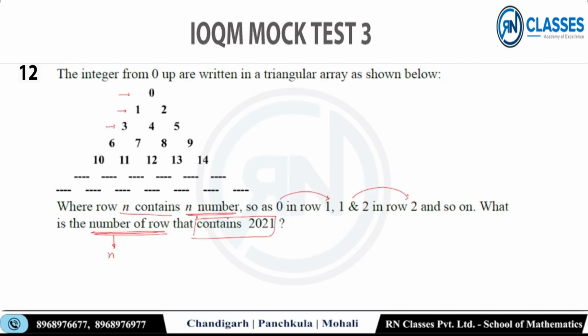ठीक है, चलो this is the first row, देखते हैं क्या होता है. This is the second row, this is the third row, this is the fourth row, this is the fifth row. Okay. इसके बाद नंबर्स क्या बनेंगे? 15, 16, 17, 18, 19, यहां पे बनेगा 21, 22, 23, 24, 25, 26, 27.